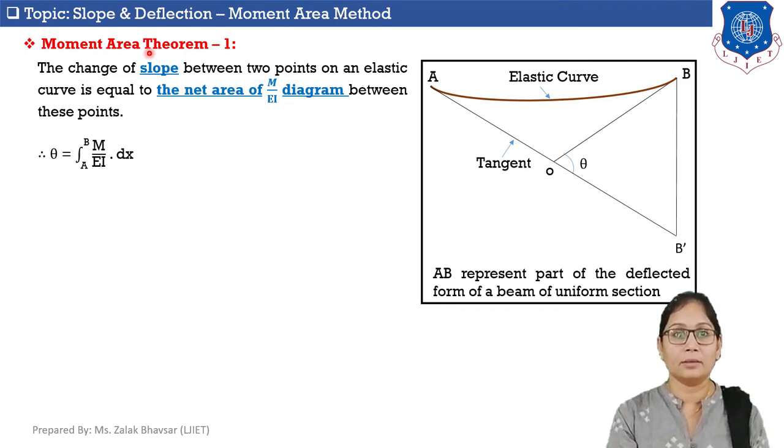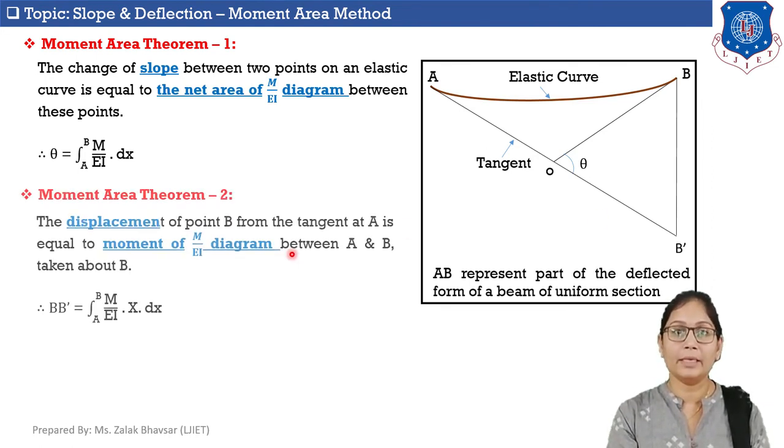Now, moment area theorem 1 is used to calculate slope, and it states that the change of slope between 2 points on an elastic curve is equal to the net area of the M upon EI diagram between these points. And here is the equation for theorem 1. Theta, which is slope, is equal to integration A to B M upon EI into dx. In simple words, for calculation of the slope, we need to calculate the net area of the M upon EI diagram between points A and B.